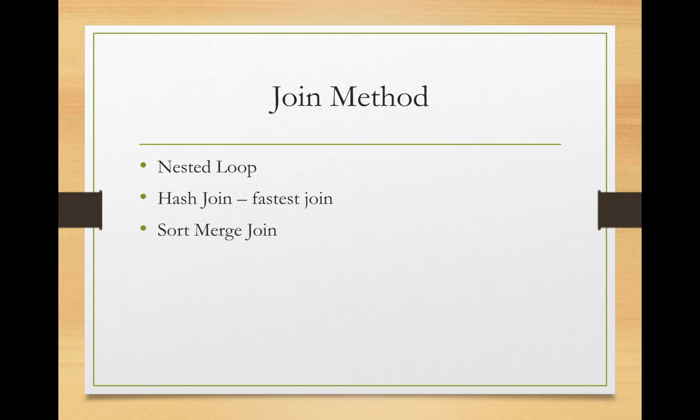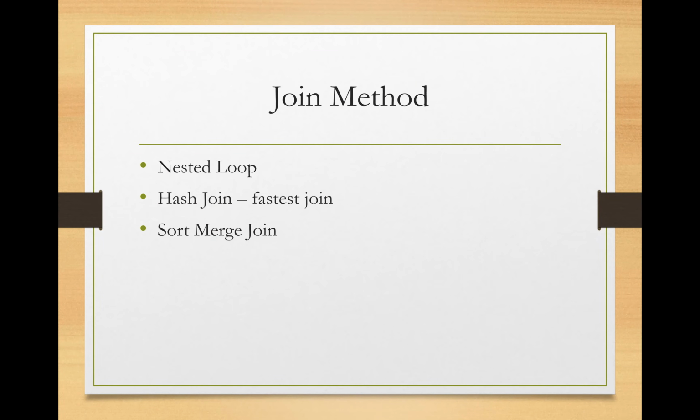There are three different join methods, and I will explain them. The first join method is the nested loop join. Nested loop join means, if the two tables are small, Oracle will create a nested loop join, loop through each and every record, compare with the other table, and then give you the result.